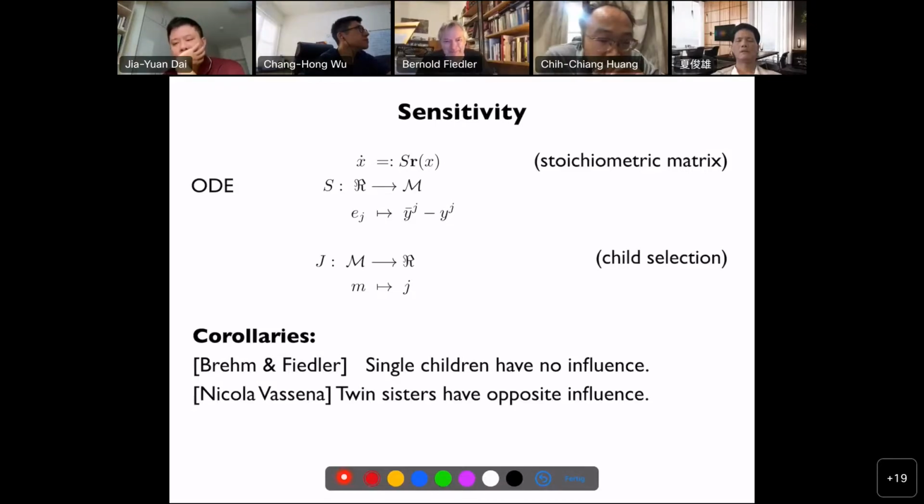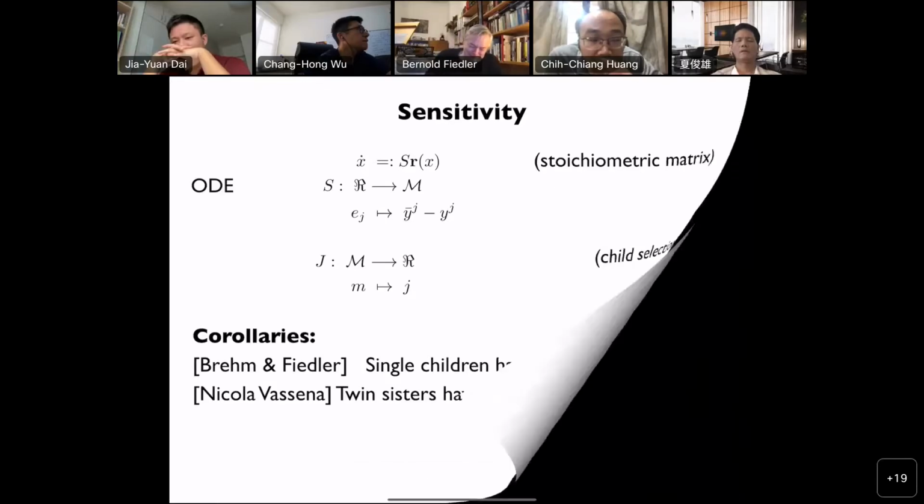Yeah? Now, Nico further explored that, and he said that twin sisters have opposite influence, something you can also experience at times. So you have a mother with two outgoing reactions, and if the flux rate of one increases, then the other one decreases to compensate the effect of the sister. Okay, so this is another reason to give such family names to the objects that we are talking about here.